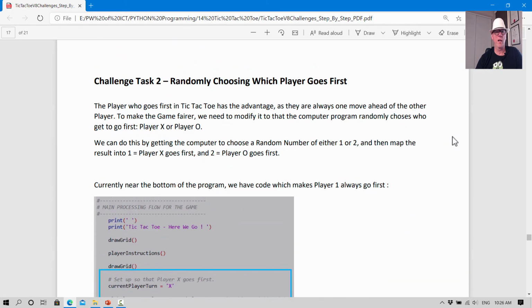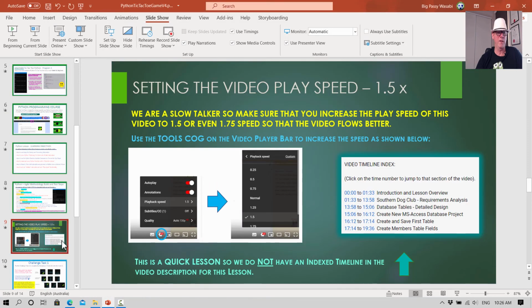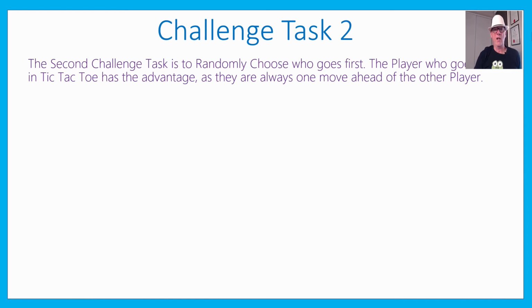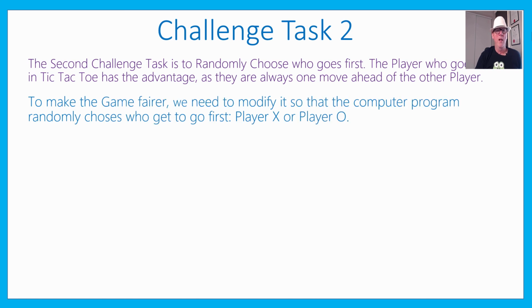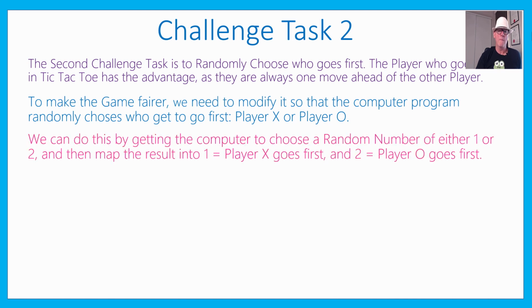Challenge task 2 is randomly picking which player goes first. Because remember, the player who goes first has an advantage because they're always one move ahead of the other player. Now, to make the game fairer, we're going to get the computer to randomly pick whether X or O gets to go first. We do this by just choosing a random number value of either 1 or 2, and then we just map it. If it came up as 1 for the computer number, then player X is going first. If the random computer number comes up as 2, then player O gets to go first.